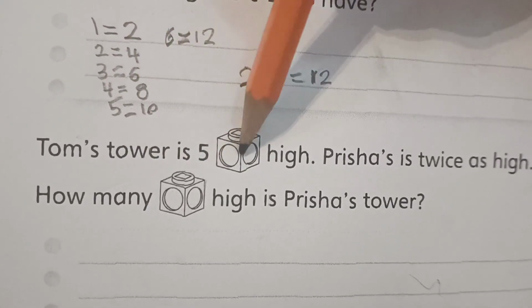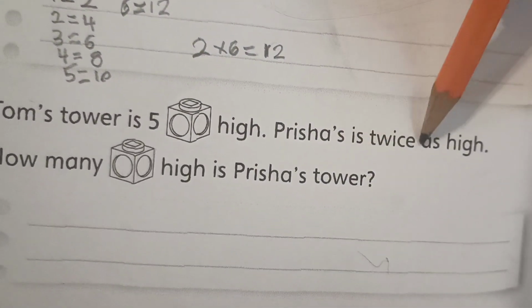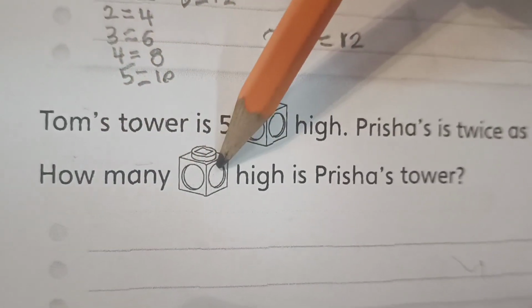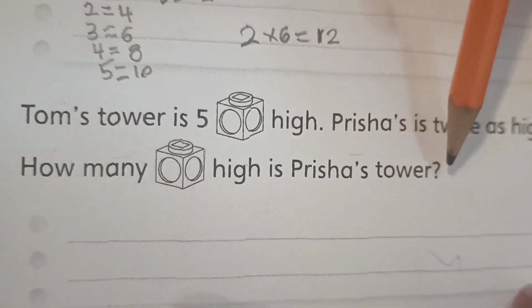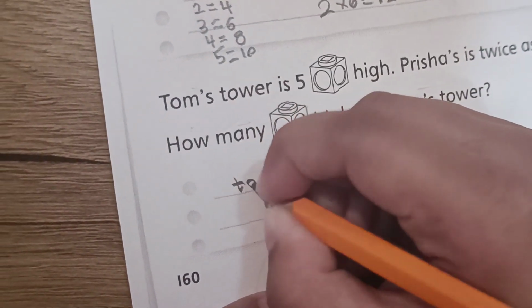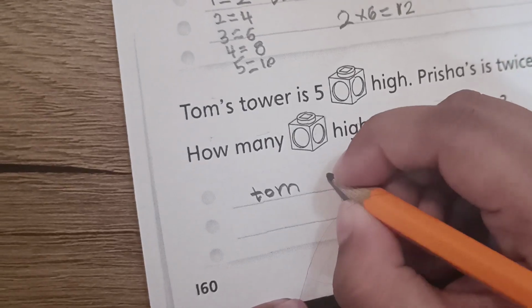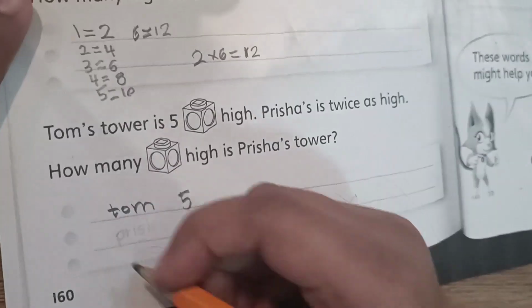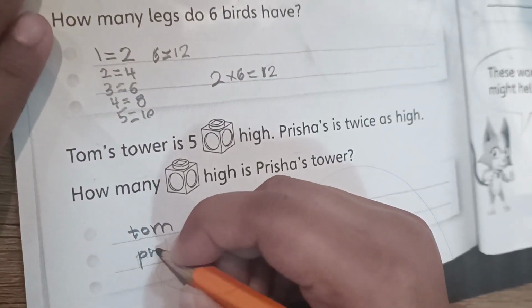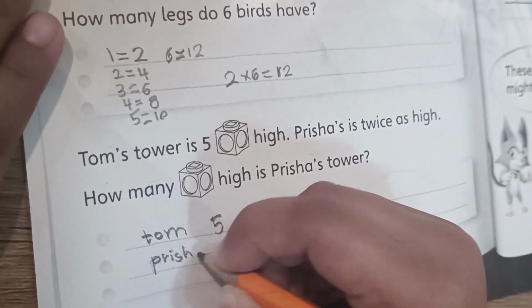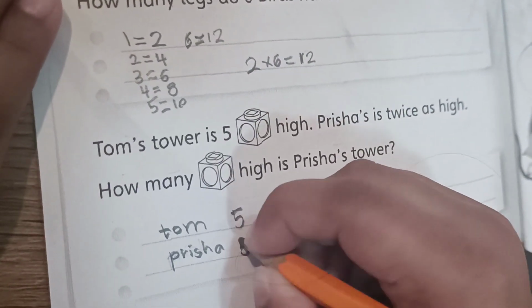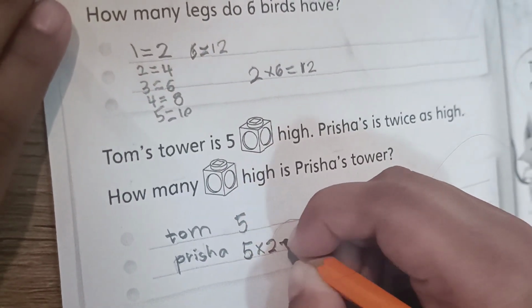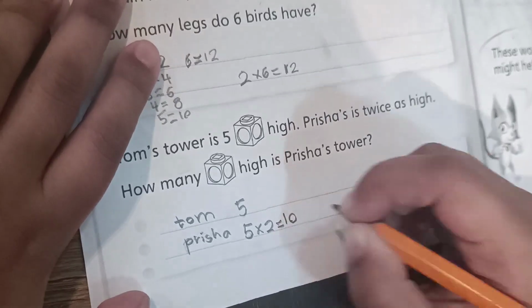Tom's tower is 5 blocks high. Prisha's is twice as high. How many blocks height is Prisha's tower? Tom's tower is 5 blocks height. Prisha's tower is 5 times 2 equal. Take 5 fingers and count in twos. 2, 4, 6, 8, 10. 10. Write 10 over here.